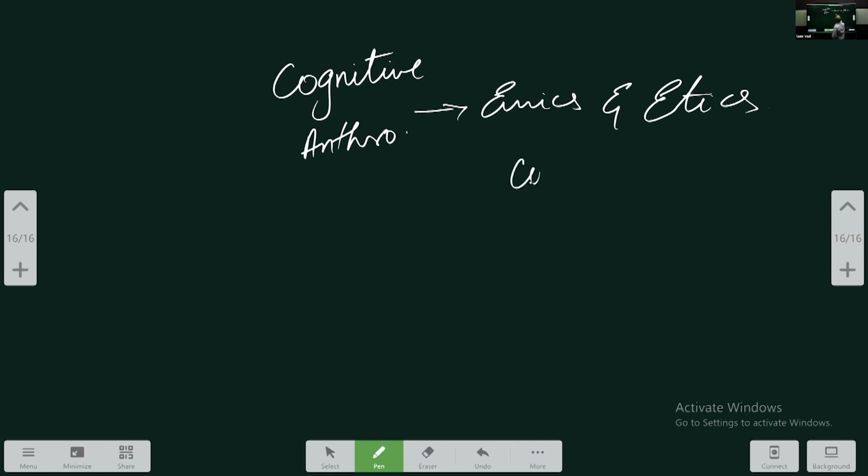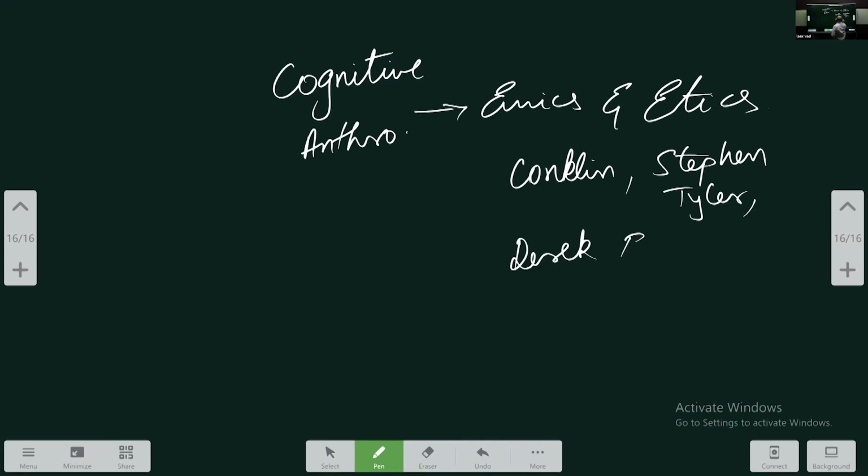Who are some important thinkers? Harold Conklin, Stephen Tyler, Derek Bickerton, Paul K. They are all some of the important figures in the cognitive approach, cognitive anthropology. We can list them out.